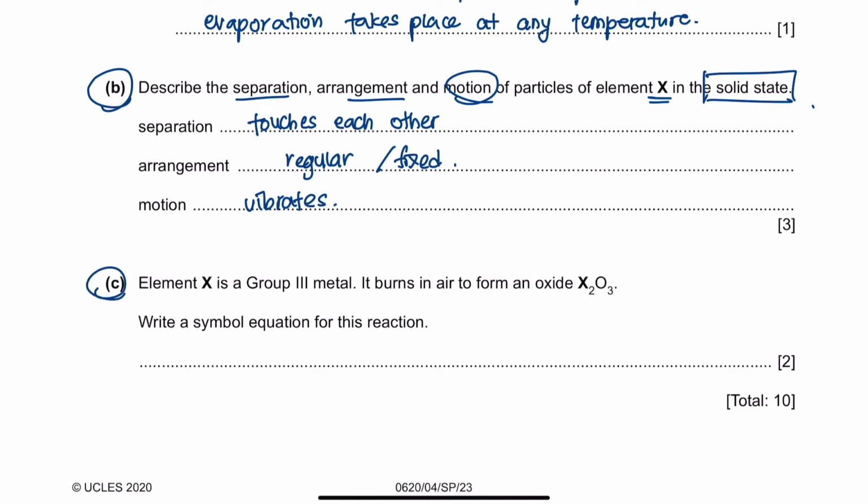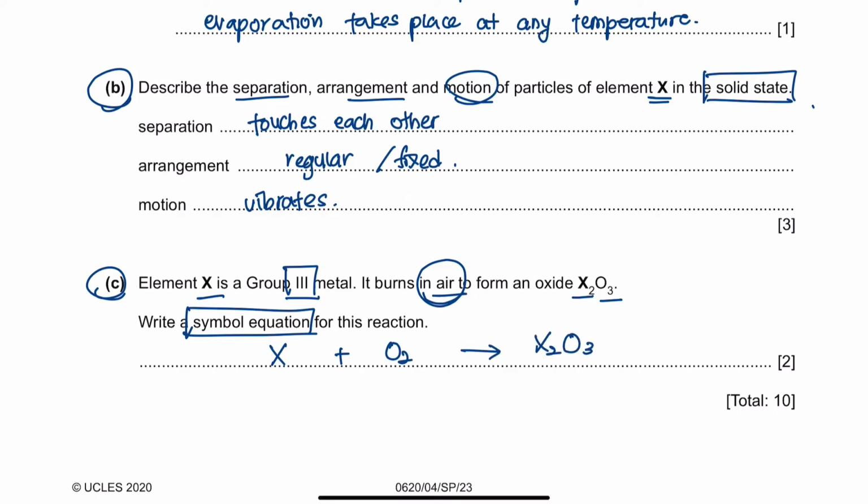Now question C. Element X is a group 3 metal. It burns in the air to form an oxide X2O3. They're asking to write a symbol equation for this reaction. It means that when X reacts with air, which is oxygen, it will produce X2O3. Now all you have to do from here is to balance it. After balancing the equation, you would get a complete 2 marks. Now oxygen is written as O2 as this is a molecule.